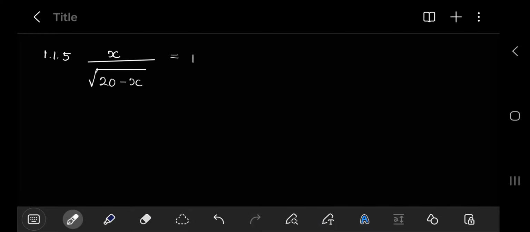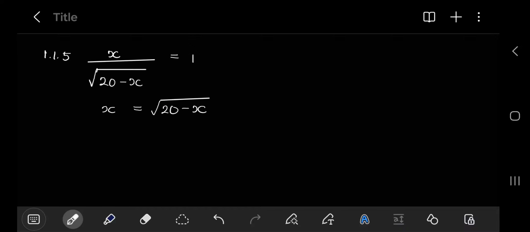So as I've just mentioned, we need to isolate the surd. What does that mean? We need to get the surd alone on one side. Now here's the thing. We've got the surd with x in the denominator. What we can do is take this denominator and multiply across with the 1. So if we take this surd, which is a square root, we multiply across with the 1. 1 times anything is always itself, so it's just going to be the square root of 20 minus x.